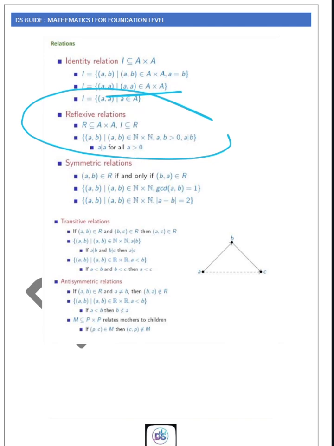Symmetric: if (a, b) and (b, a) are both present in a relation, it is symmetric. Transitive relations are the ones in which (a, b) and (b, c) belong to R, and (a, c) also belongs to R.